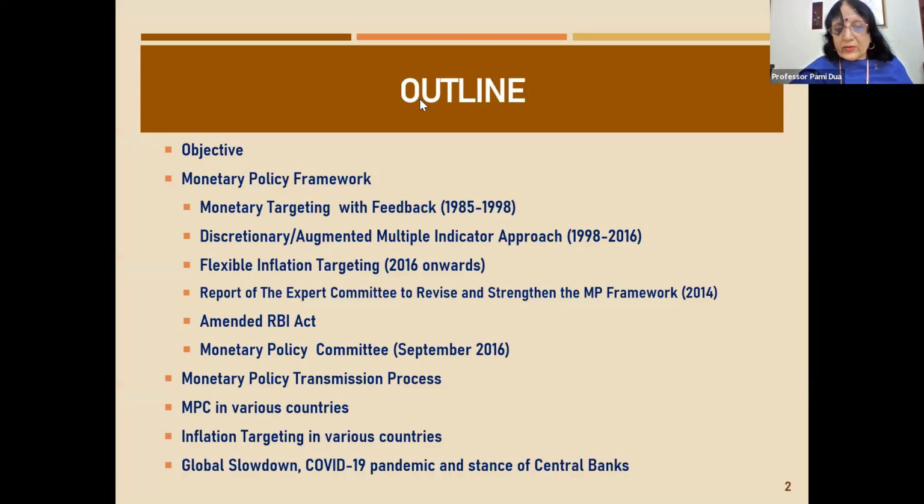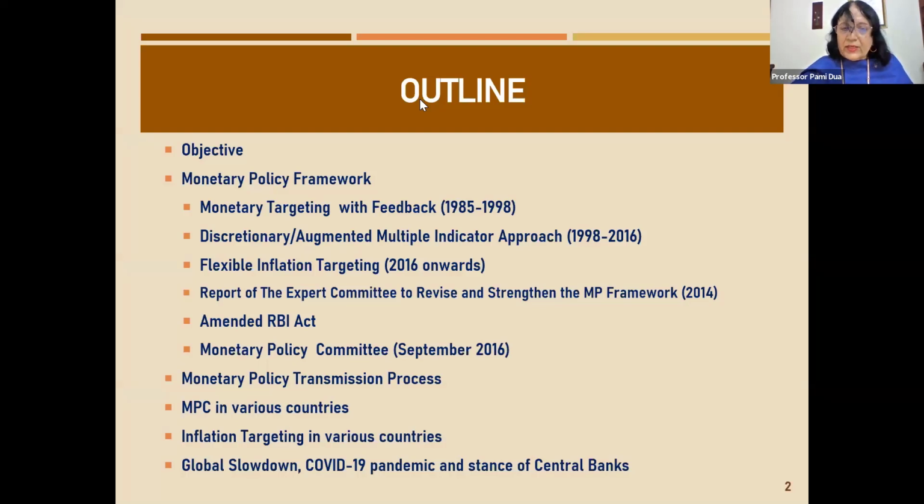And then we will look at various aspects of the Monetary Policy Committee, which was constituted in September 2016, and it had its first meeting in October 2016. To date, it has had 24 meetings. That's a 4-year term. So that is a full 4-year term. We have completed 24 meetings.